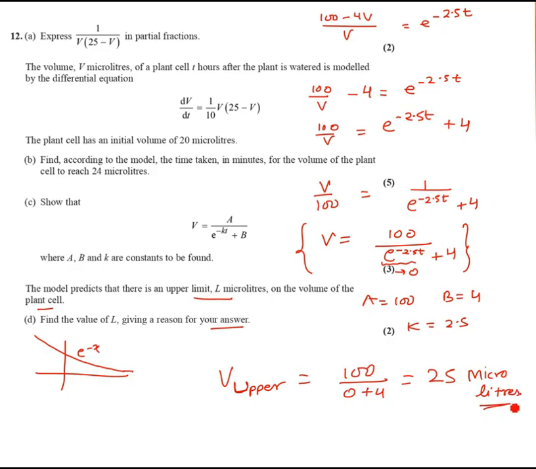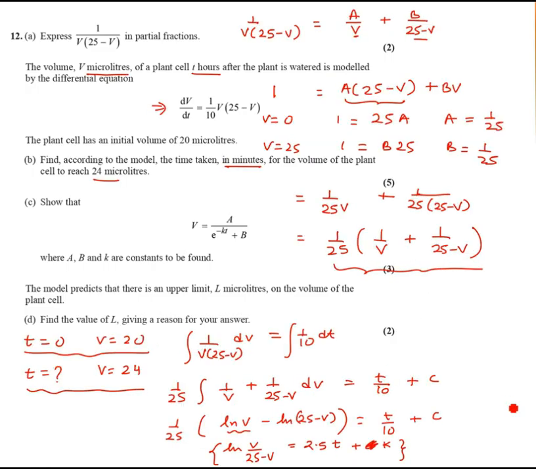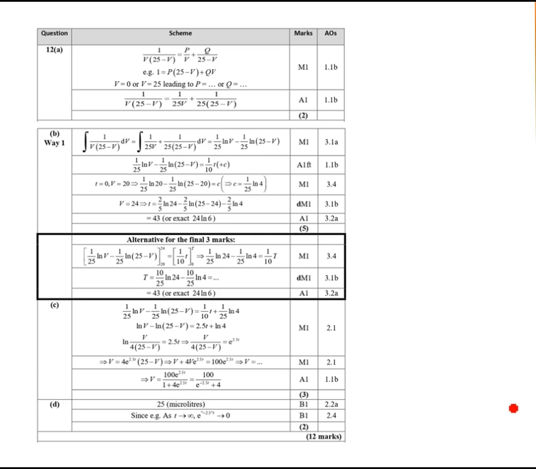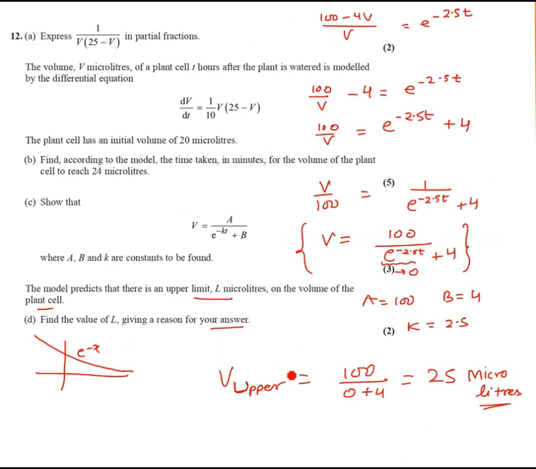Yeah, let's check the answers now. So we got 43 minutes, yes, and this is 1 over 25. Yeah, that's correct. And then 25 microliters, and this is the function. So all correct. Very good. Okay, that's it.